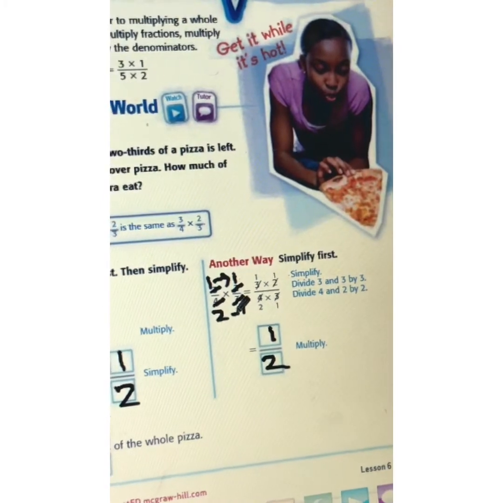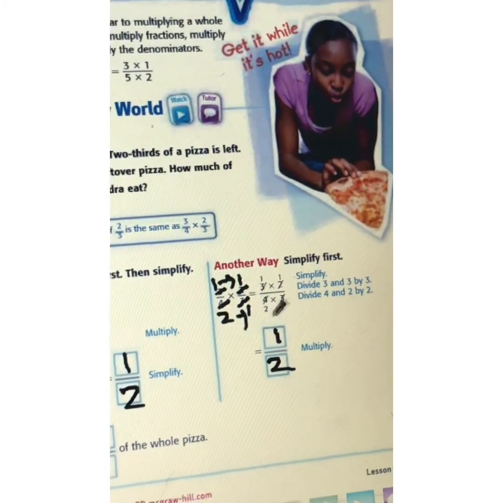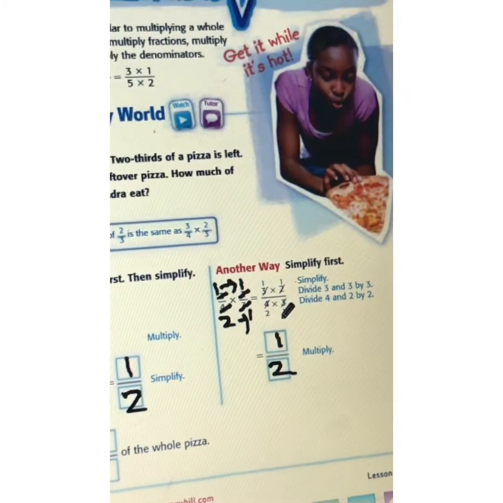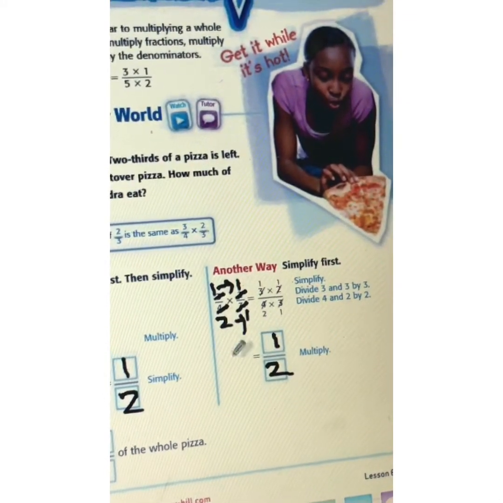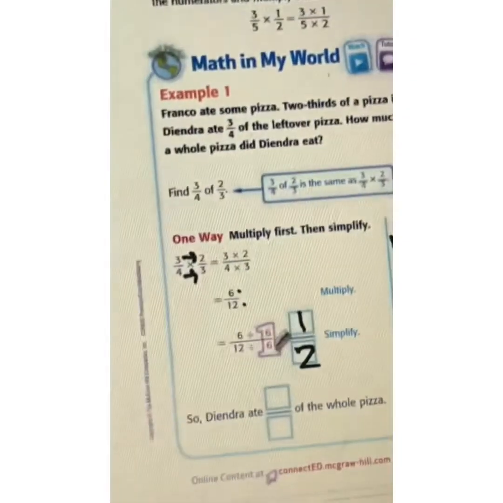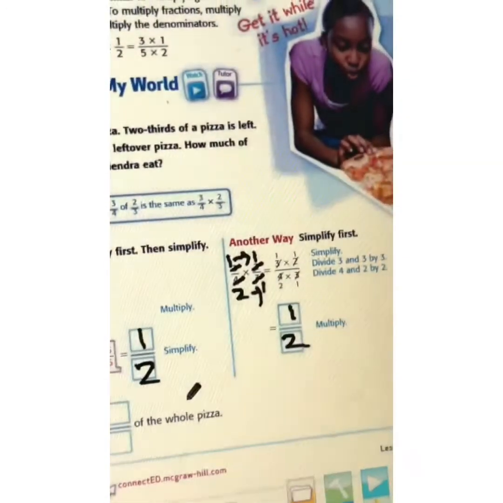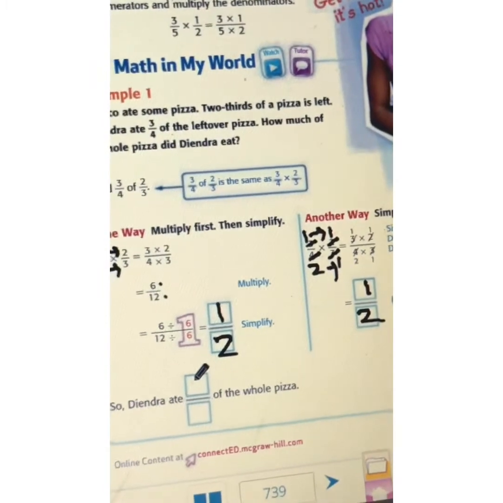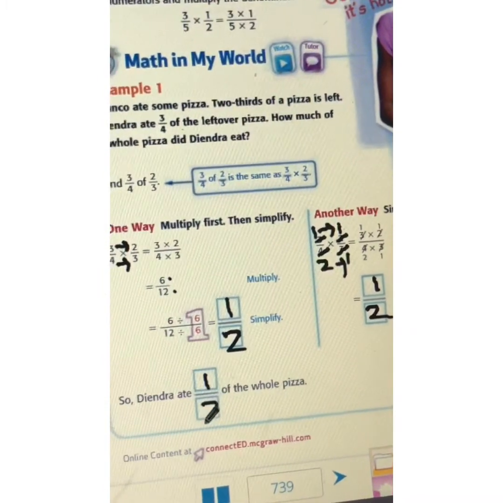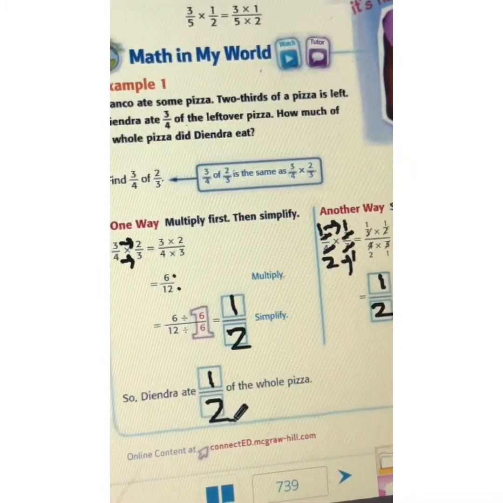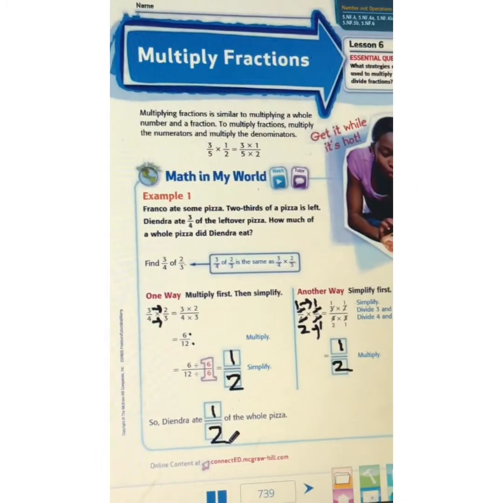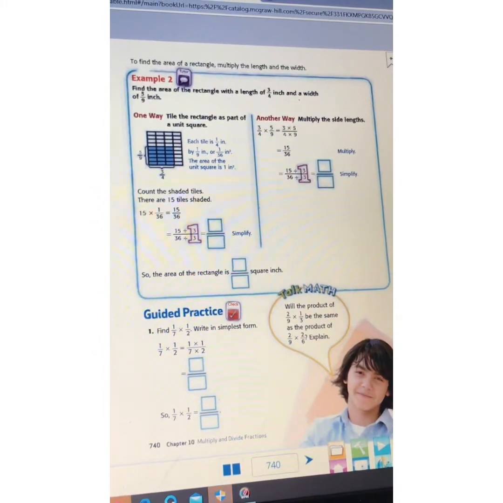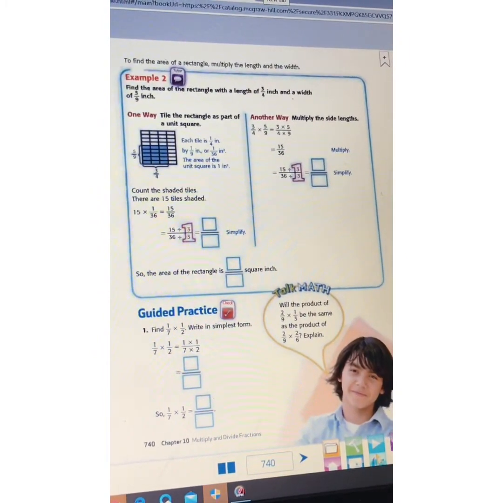You will still go back to the first step, which is multiplying numerator by numerator and denominator by denominator. But the thing is, now it's already simplified. We don't need to do this stuff. Okay, so that means Deandra ate 1/2 of the whole pizza. Alright, let's go to the next example.